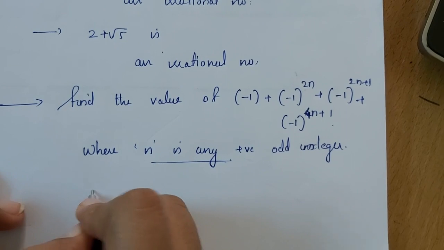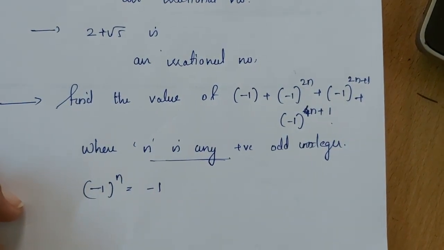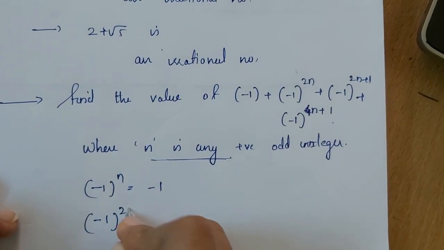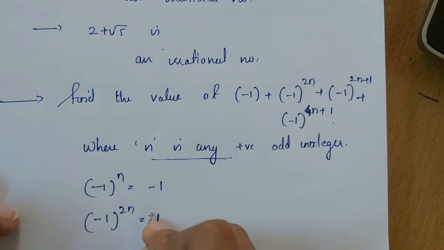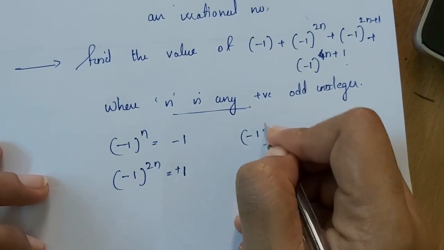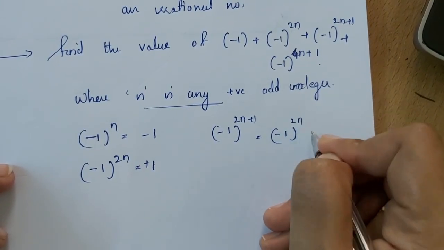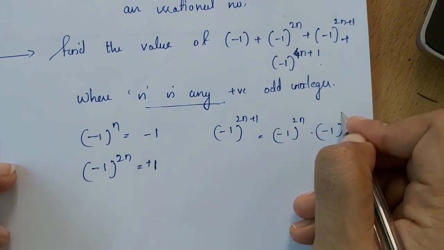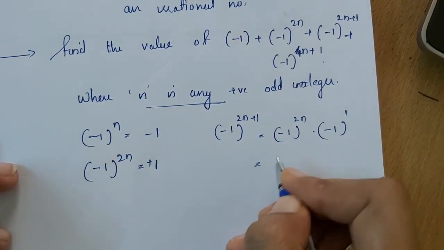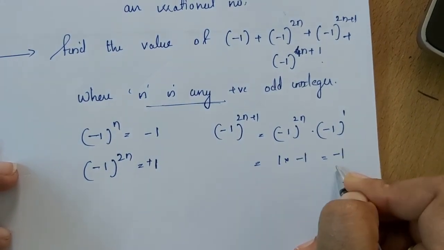So we can say that (-1)^n is equal to -1, because n is a positive odd integer. Similarly, (-1)^(2n) is equal to 1. Then (-1)^(2n+1) is equal to (-1)^(2n) into (-1)^1, using a^m into a^n form, which is 1 into -1, which is equal to -1.